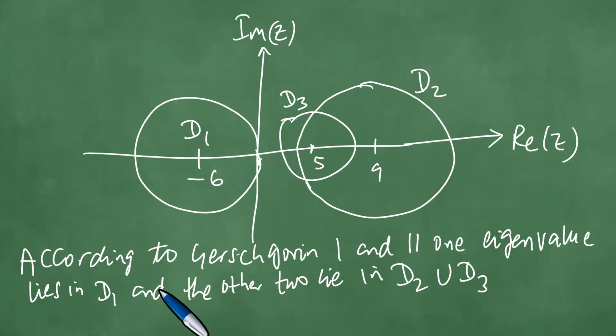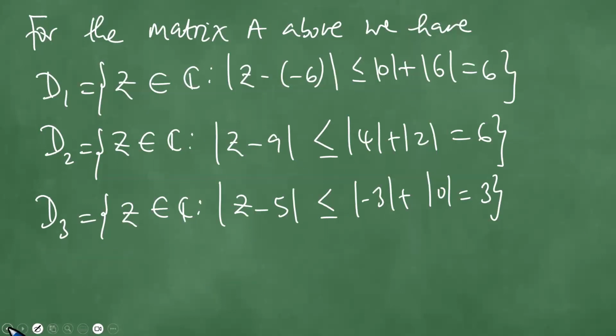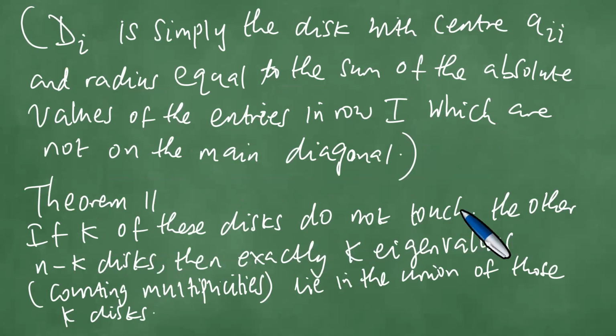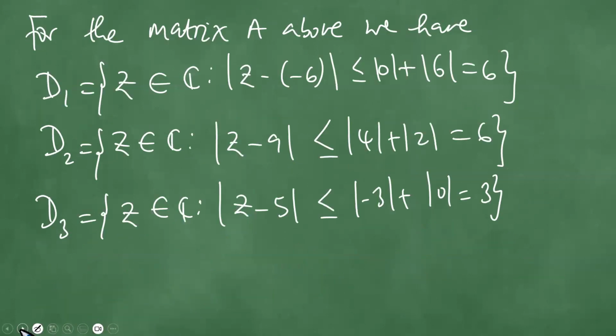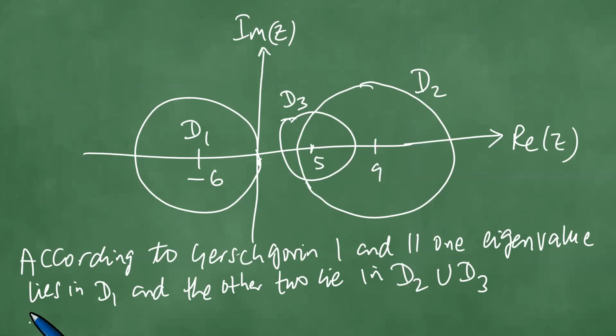According to Gerschgorin 1 and 2, one eigenvalue lies in D1, and the other two lie in the intersecting ones. That is what the theorems both agree on, because if K of these disks do not touch the other N minus K disks, so you have disks that do not touch, like one does not touch two, then exactly K eigenvalues, counting multiplicities, lie in the union of those K disks. So one eigenvalue is going to lie in disk one, and the other two are going to lie in the union.